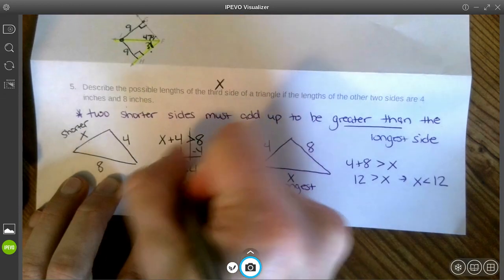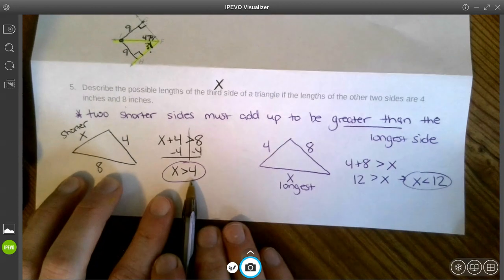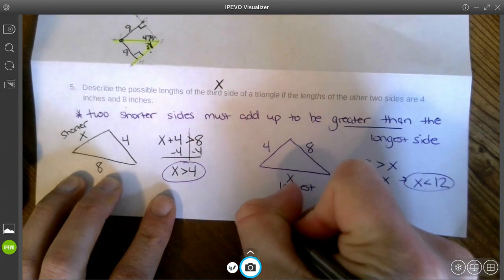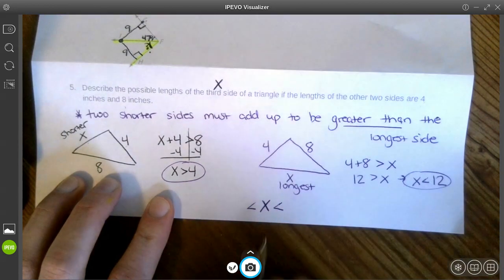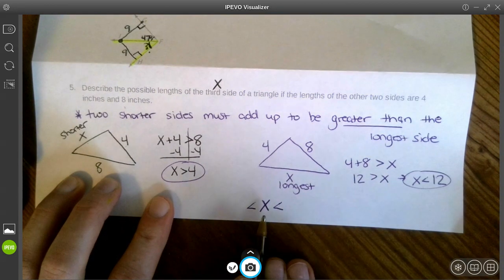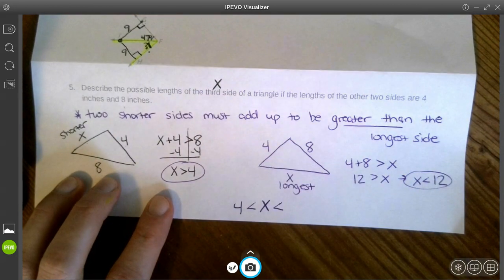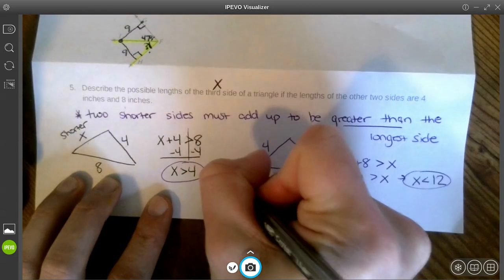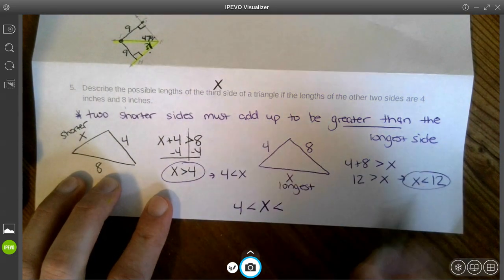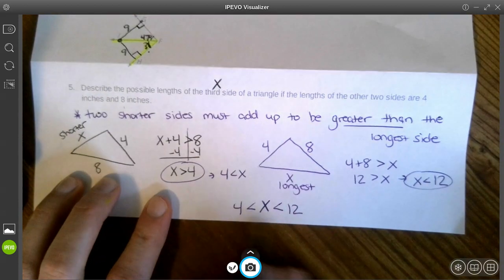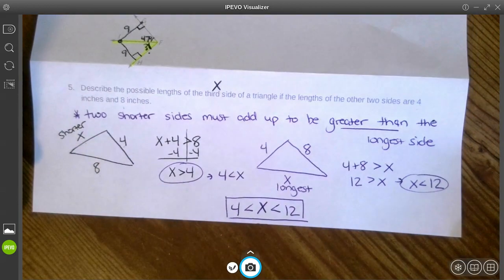And so I need to take these two inequalities and put them together as a compound inequality. So x, remember to write this as a compound inequality. I'm going to have my inequality symbols. x has to be greater than 4. So you could think about changing this direction and just flipping it around like that. And it has to be less than 12. If x is anywhere in this range, those would be the possible lengths of a triangle.